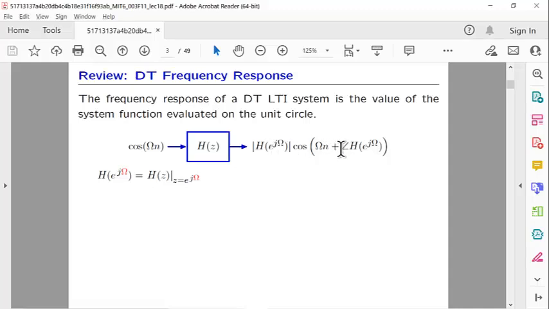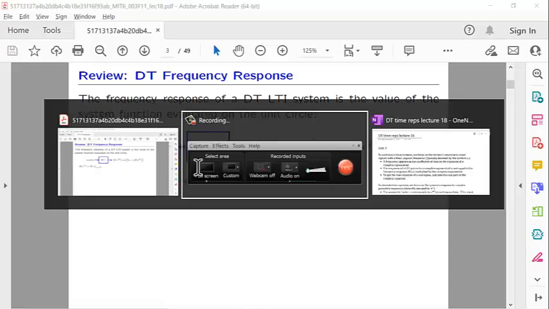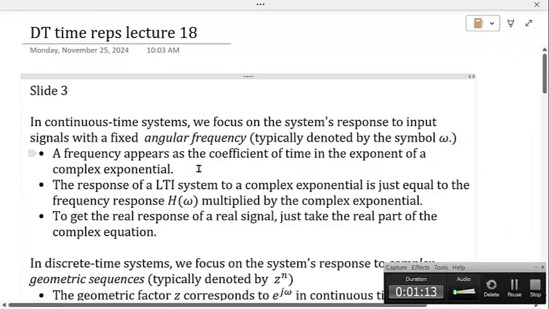Okay, so the key here is multiplicative. In fact, this is just a complex multiplication of this complex signal. So let me bring this out here in what I wanted to say, which is, let me compare this to what we saw in continuous time systems. In continuous time systems, we focused on the system's response to input signals with a fixed angular frequency, typically denoted by the symbol omega.